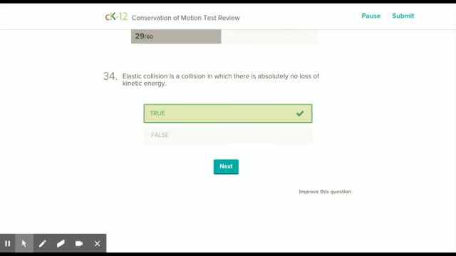Elastic collision is the one in which not only is momentum conserved, but kinetic energy is also conserved. Inelastic collision is the one that causes deformation, so part of the kinetic energy will become potential energy.